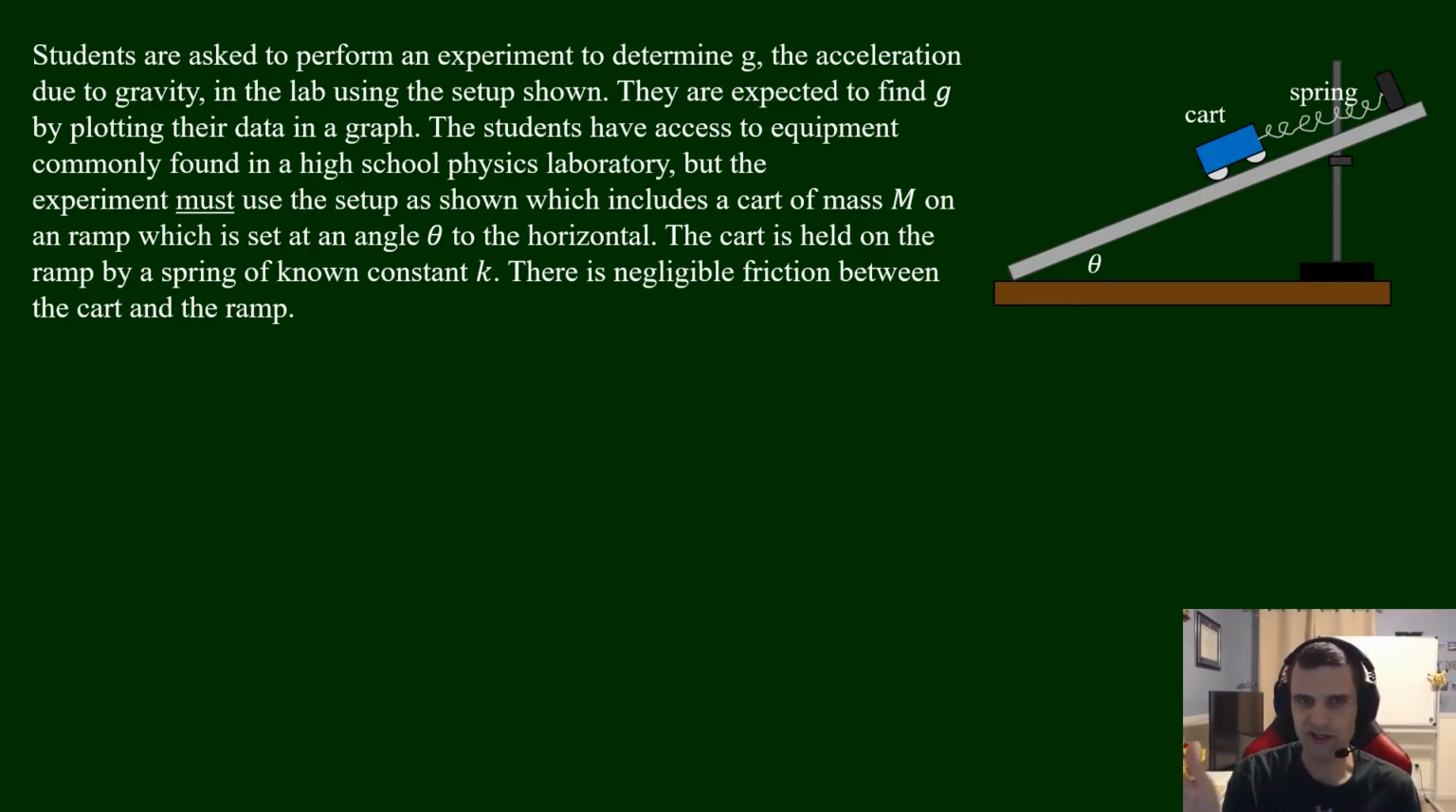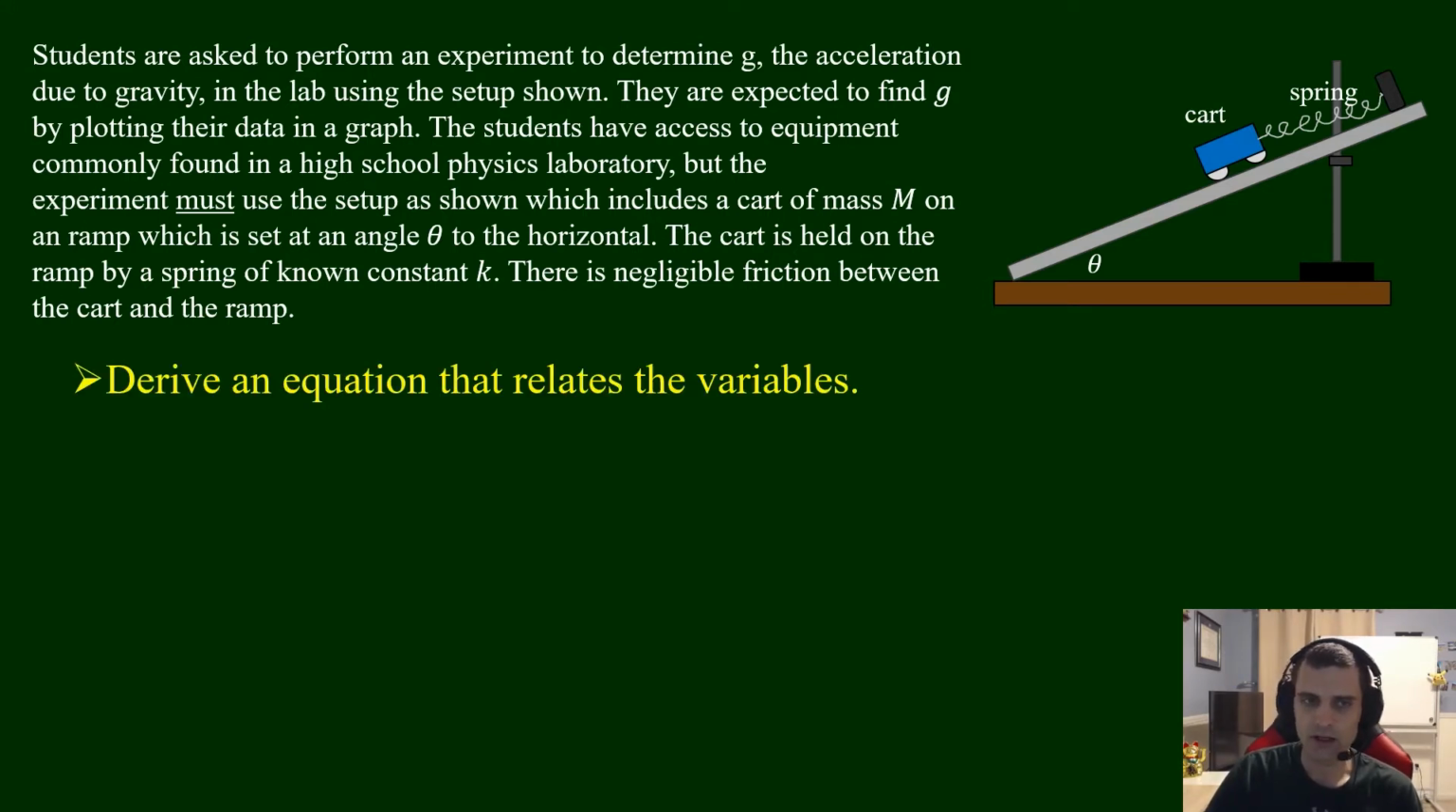There's a spring, which again, it didn't say. We're assuming the spring is ideal. It has a known spring constant, and we want to go ahead and set up the experiment. So for these questions, what you want to do, first of all, is to get an equation that relates all the variables at play here.